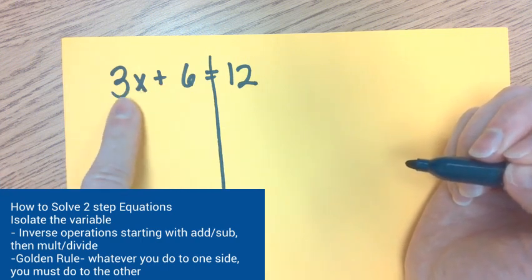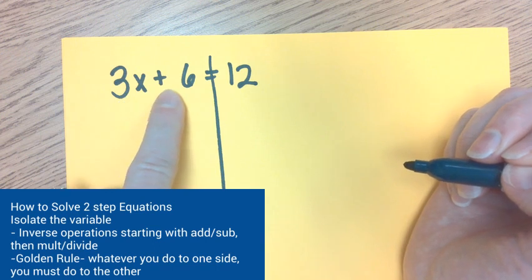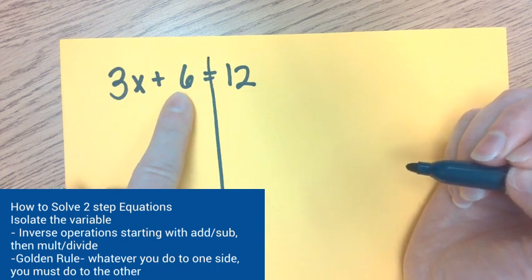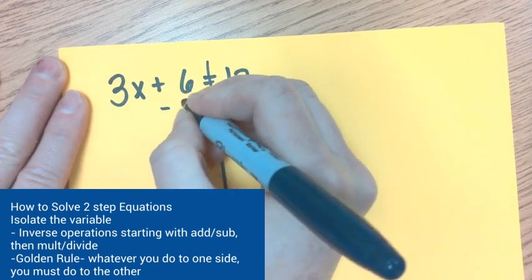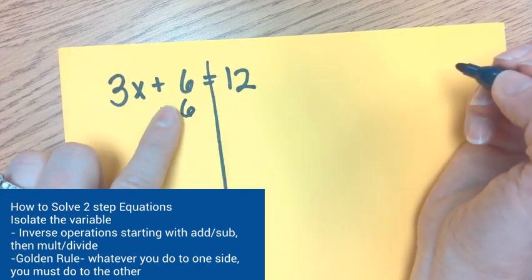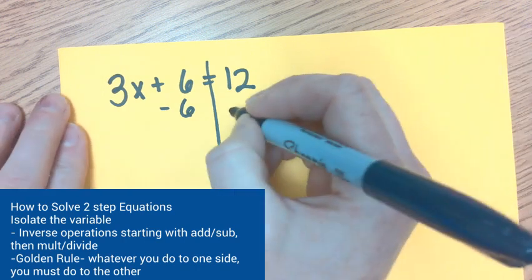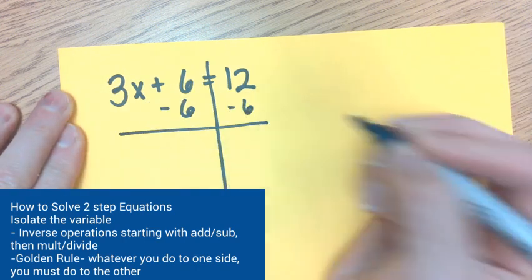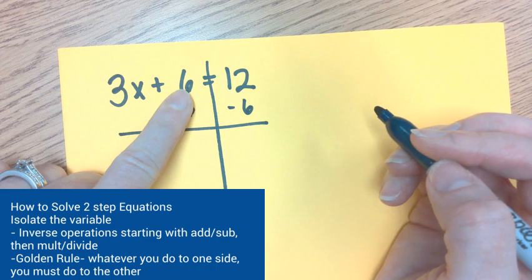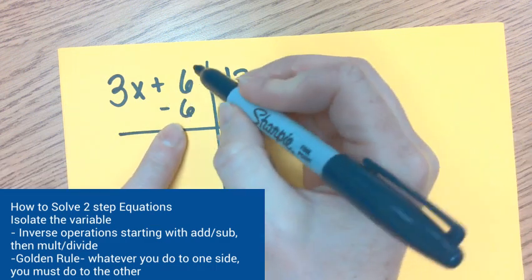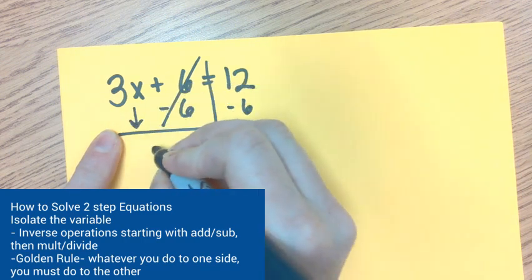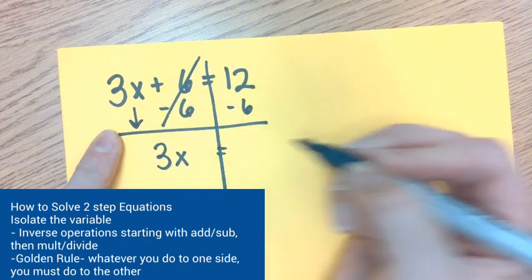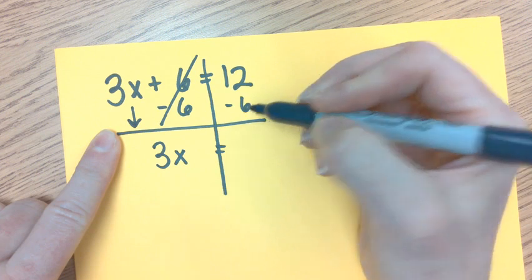What's keeping 3x from being alone? It's this plus 6. So you have to do the inverse operation or opposite operation. And remember the golden rule, whatever you do to one side, you have to do to the other. Positive 6 minus 6 gives us 0, so we're able to cancel that out. And we are left with 3x equals 12 minus 6 is 6.